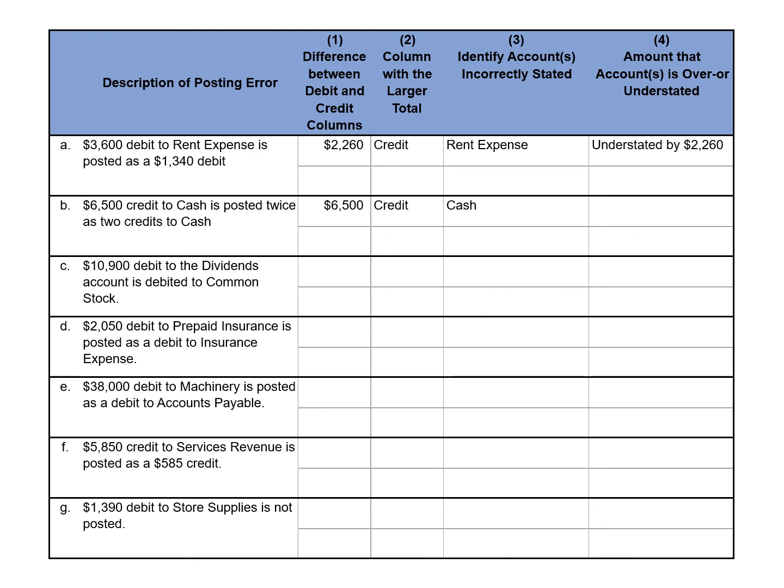Our account that is misstated is cash, and cash is understated by that $6,500 because we posted one too many credits to it, and credits reduce cash because asset accounts are reduced by credits.